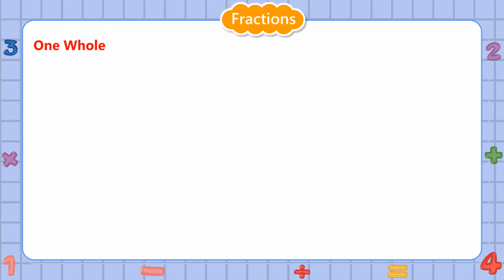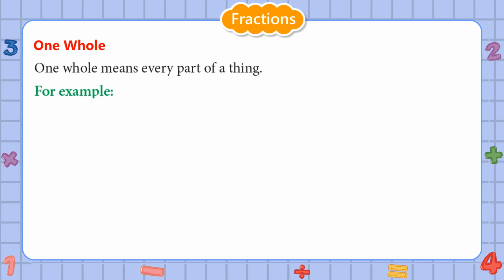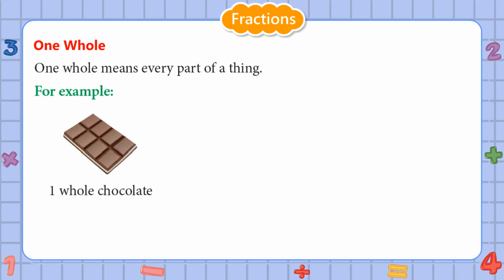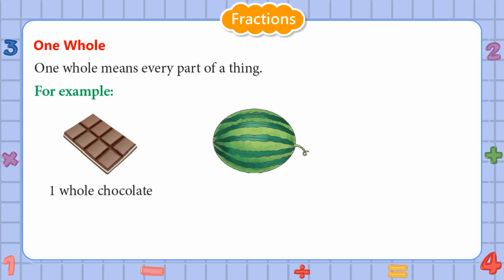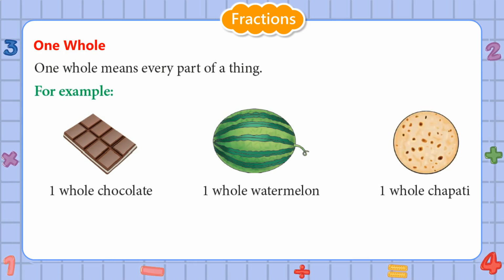1 whole. 1 whole means every part of a thing. For example, 1 whole chocolate, 1 whole watermelon, 1 whole chapati.